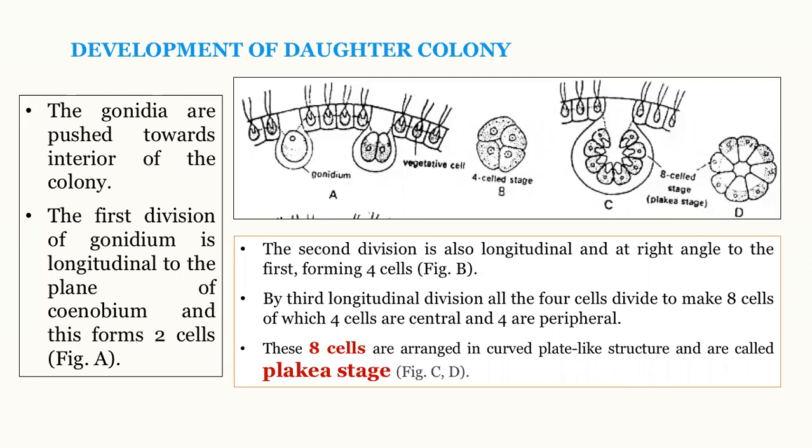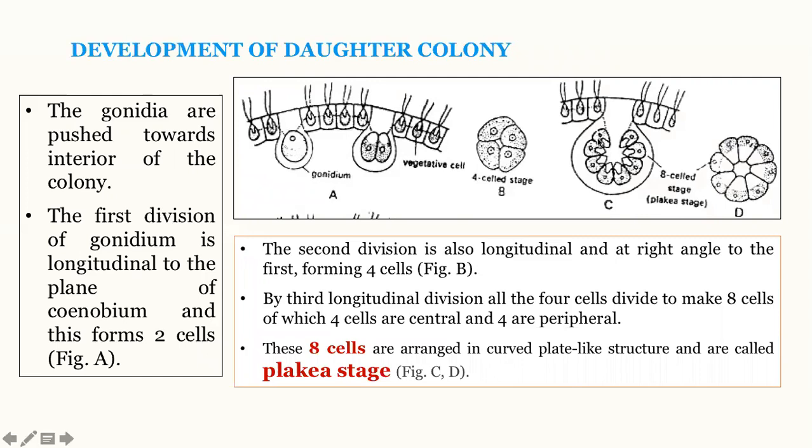At first, some random cell in the posterior end will start enlarging, and that enlarged single cell will function as a gonidium. At a given point of time, there can be multiple gonidia within the colony, and these gonidia are pushed towards the interior of the colony, and the nucleus or the cytoplasm within the gonidium will first undergo a longitudinal division to give rise to two cells. Then again, these two cells undergo another division, which will give rise to a four-celled stage. These four cells again undergo a third longitudinal division, and these four cells will now become eight cells in two tiers. One tier will comprise four cells, which are the central cells, and the other four are peripheral.